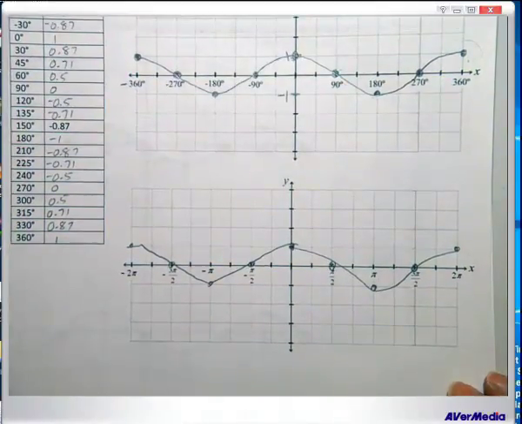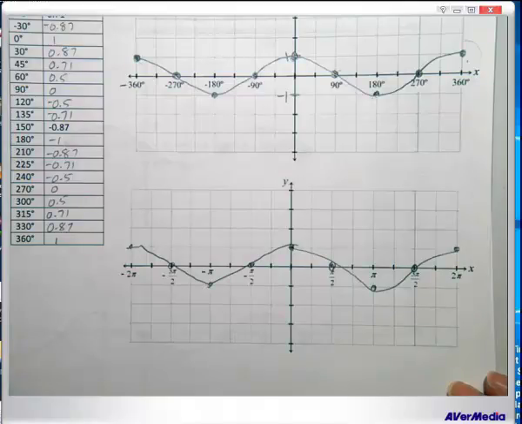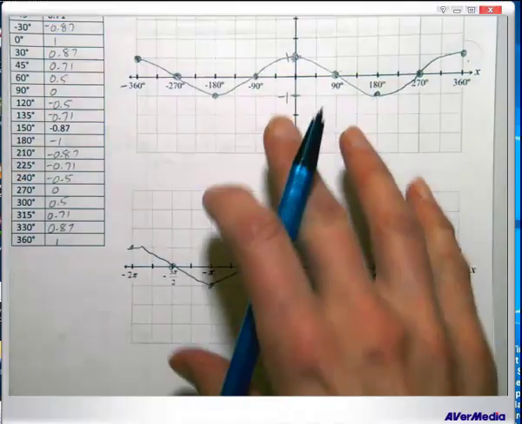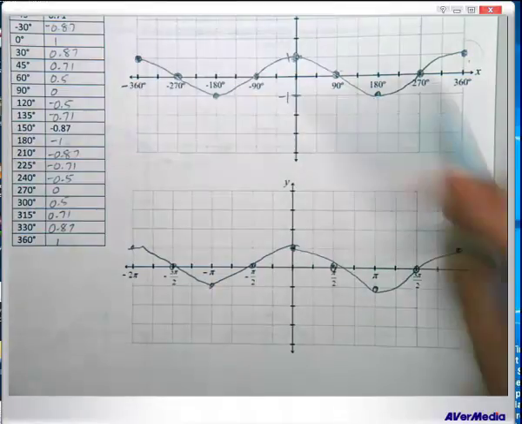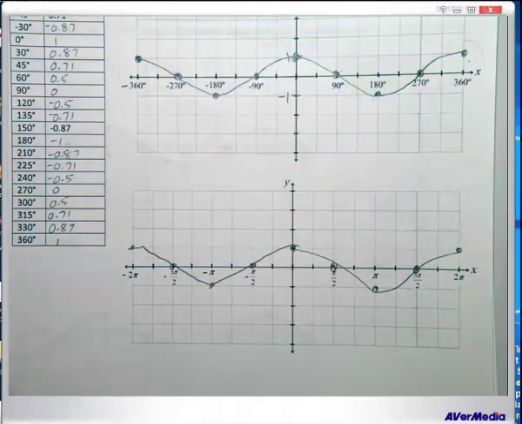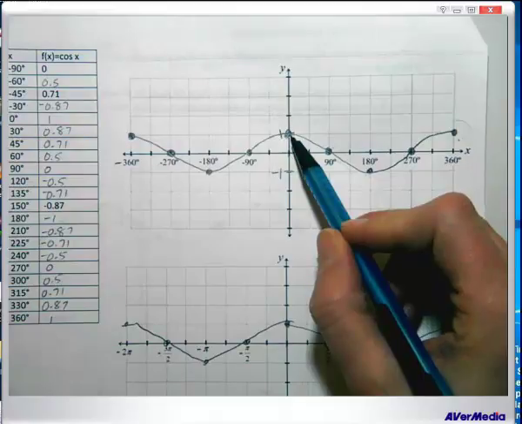Okay, what am I going to expect from you? I'm going to expect that you can identify and graph these parent functions without using a calculator. Possibly if you need to look at your unit circle, you could do that. So how could I graph this without having a calculator? Well, you could memorize it. Cosine of 0 starts at 1.